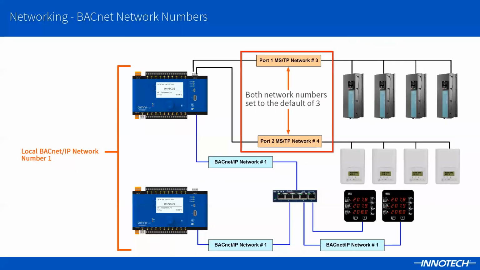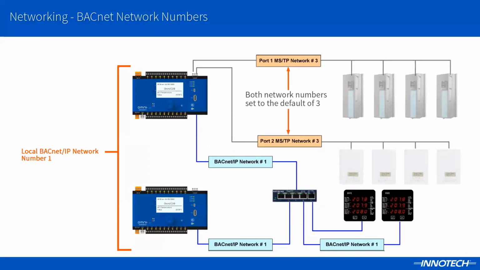If duplicate network numbers are used, this creates a conflict and the network segments will not be found and essentially are offline. Either of the port settings will need to be corrected by altering the port's network number to be unique. This will then allow the networks to function correctly.